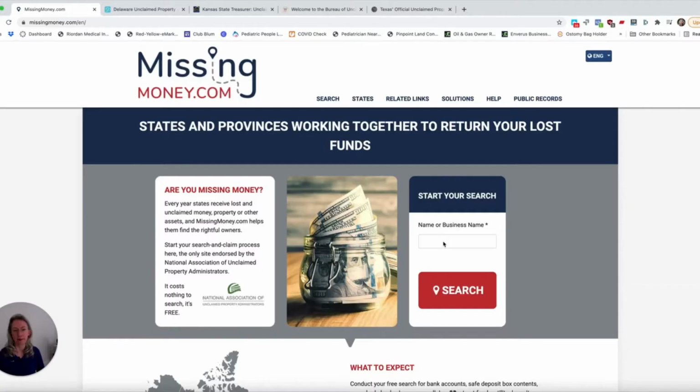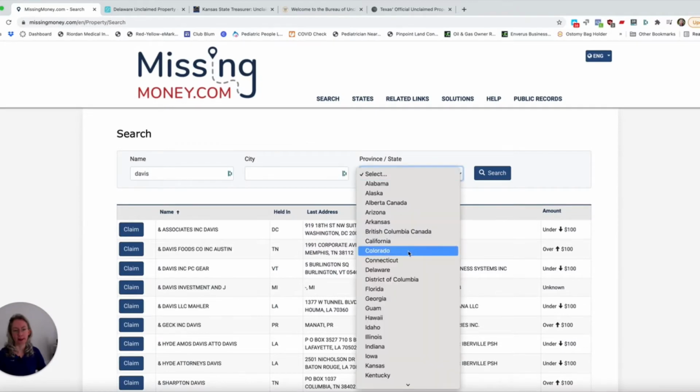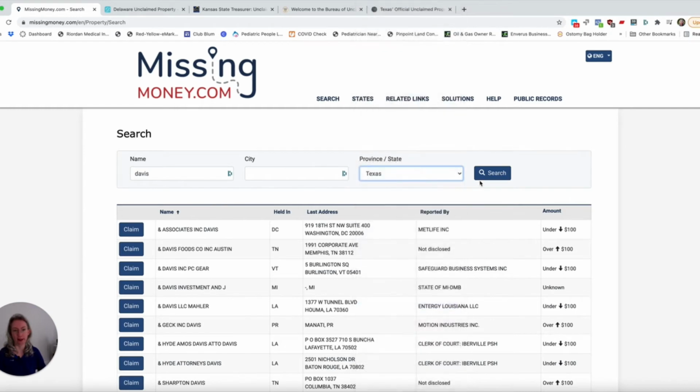We're going to start with missing money, since that's kind of the national database. And I will show you what to look for and how to identify oil and gas royalties and production payments. Okay, we're just going to type in Davis right here because that's a fairly common name. And since I'm looking for royalties, let's look in Texas, because there are a lot of royalty owners in Texas. So we're more likely to find it here.